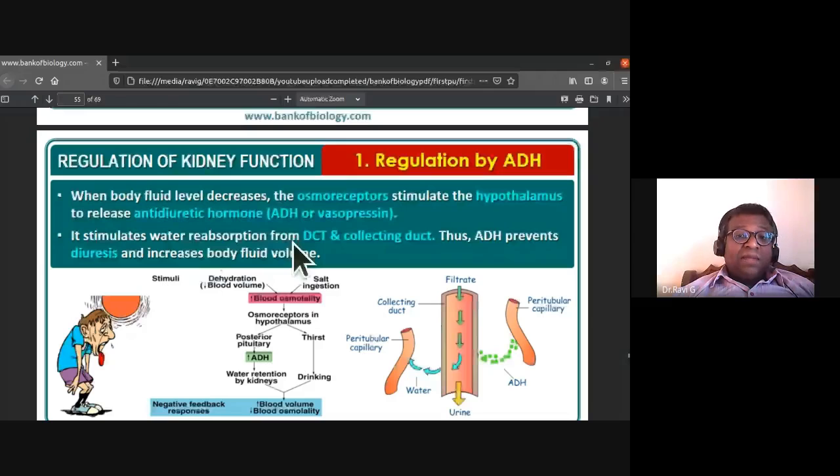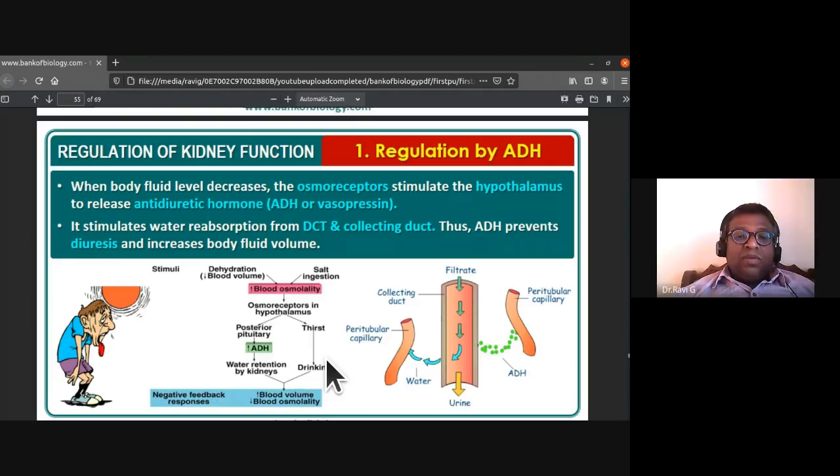It stimulates water reabsorption from the distal convoluted tubule, DCT, and collecting duct. Thus, ADH, or antidiuretic hormone, prevents diuresis and increases the body fluid volume.